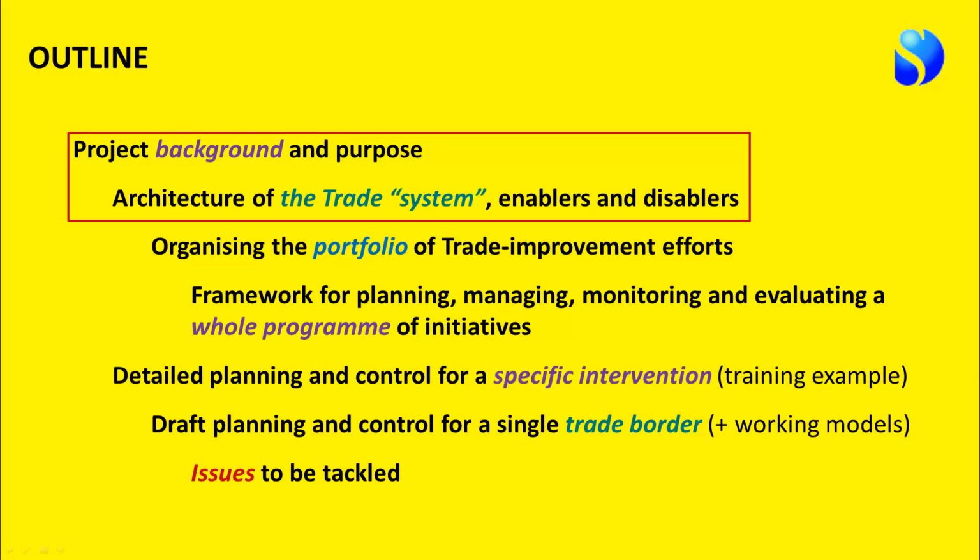So that presentation has provided some of the project background and purpose, and also explained the essence of the way in which we look at this architecture of the trade system to help us understand where enablers and disablers fit in this system. What we'll go on to in the next presentation is to see how we can use this structure to organize the portfolio of trade improvement efforts and provide a framework for planning, managing, monitoring, and evaluating a whole program of initiatives.